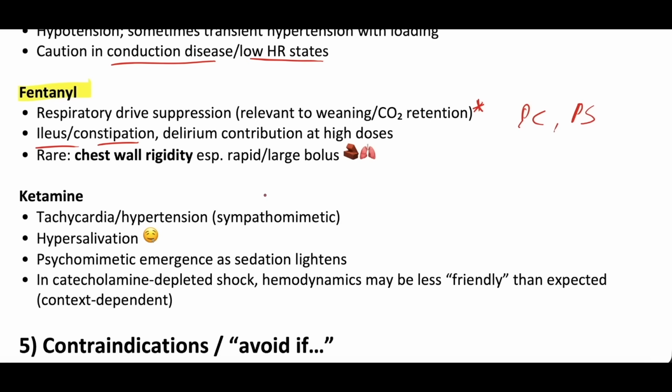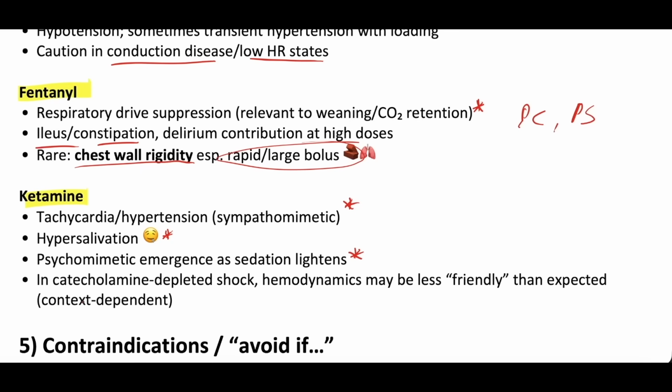And then rarely but highly testable, chest wall rigidity, known as wooden chest syndrome, associated with rapid large boluses of fentanyl. And then last, ketamine. Classic adverse effects: tachycardia and hypertension, because you get sympathomimetic properties. Hypersalivation is very common. And then psychomimetic properties, hallucinations, all that kind of stuff, emergence reactions.